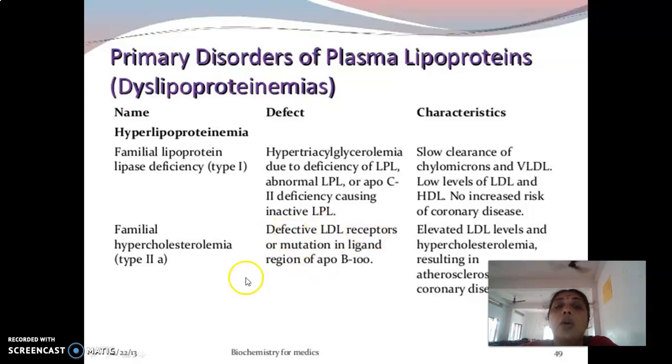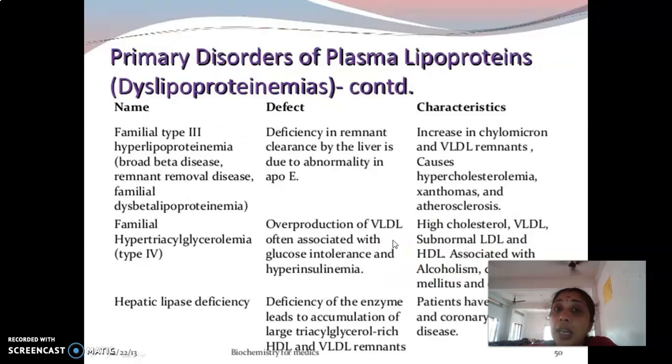So LDL is there, but the receptors for LDL are defective. So what happens? The LDL cannot come and get bound onto the peripheral tissues, right? So there are elevated LDL levels in the serum. As a result, since LDL transports cholesterol, there will be elevated cholesterol levels. So there are chances for atherosclerosis and coronary artery disease.